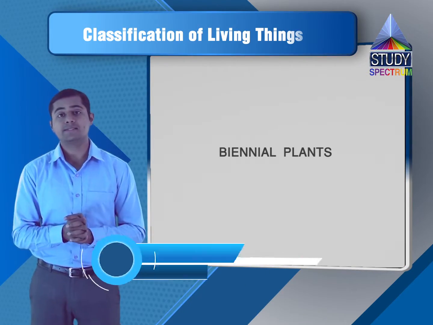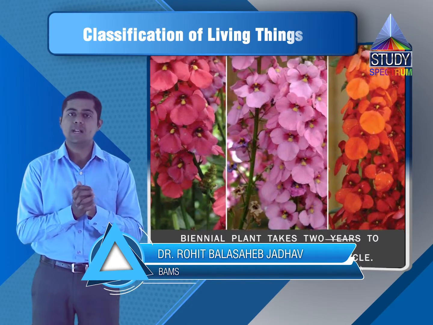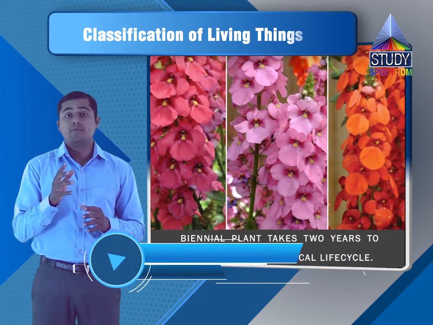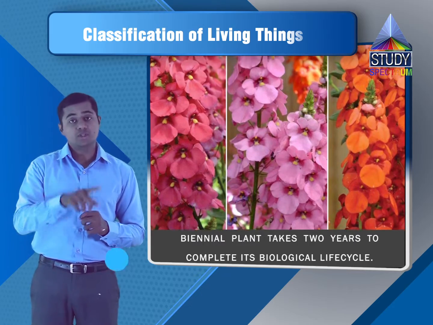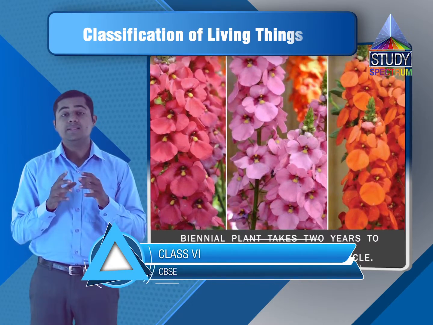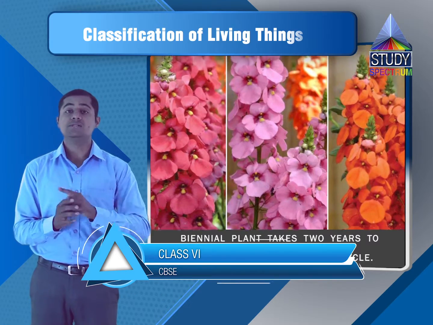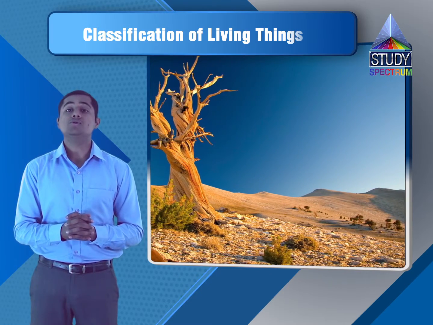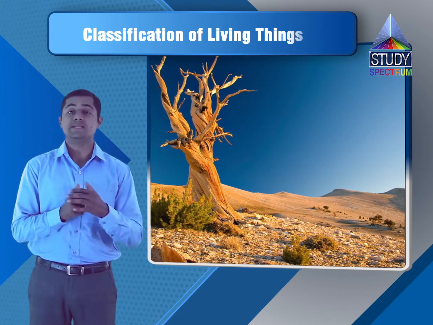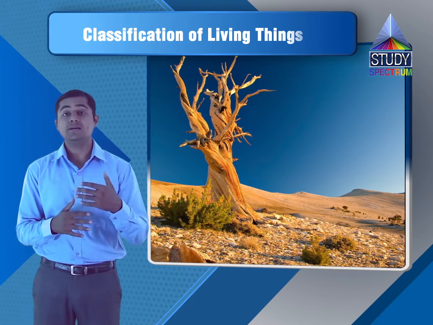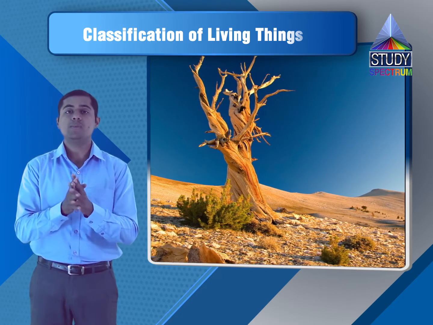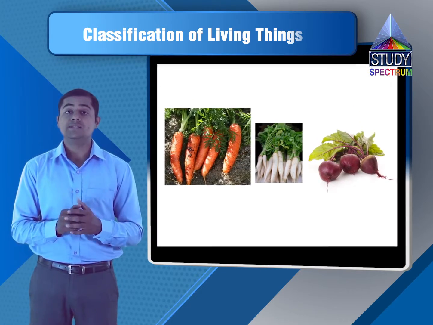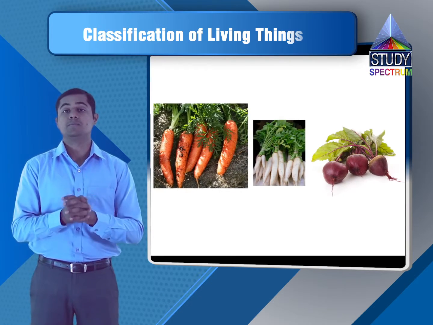What are the biennial plants? Biennial plants are those plants which have their life cycle of 2 years. They bear flowers and fruits only once in a 2-year life cycle, and they can bear flowers and fruits only once throughout their life cycle. Once they have flowers and fruits, then slowly that plant dries up and dies. It cannot live to bear another life cycle of flowers and fruits. Those plants are called as biennial plants. Which are those? Carrots, radish, beetroot plant. These are the biennial plants.